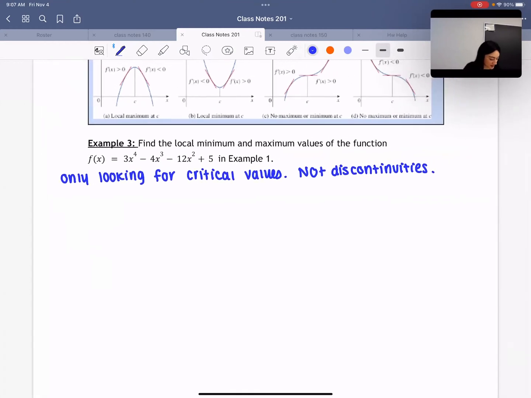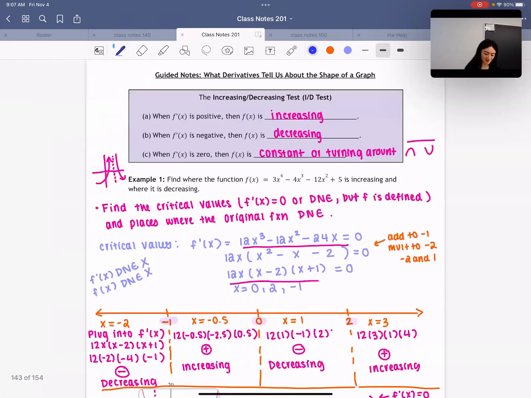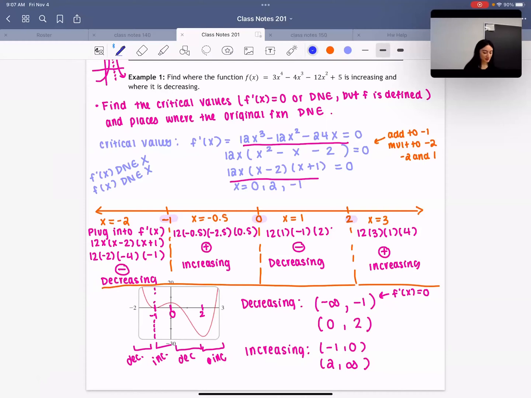Okay, now what we're going to do, we're going to find our critical values. We're going to set up our chart, figure out where the derivative is negative, where it's positive, and I think we already did that, right? In example 1, we found our critical values to be 0, 2, and -1. We also set up our chart, and because I'm lazy, I'm gonna take my chart of critical values.